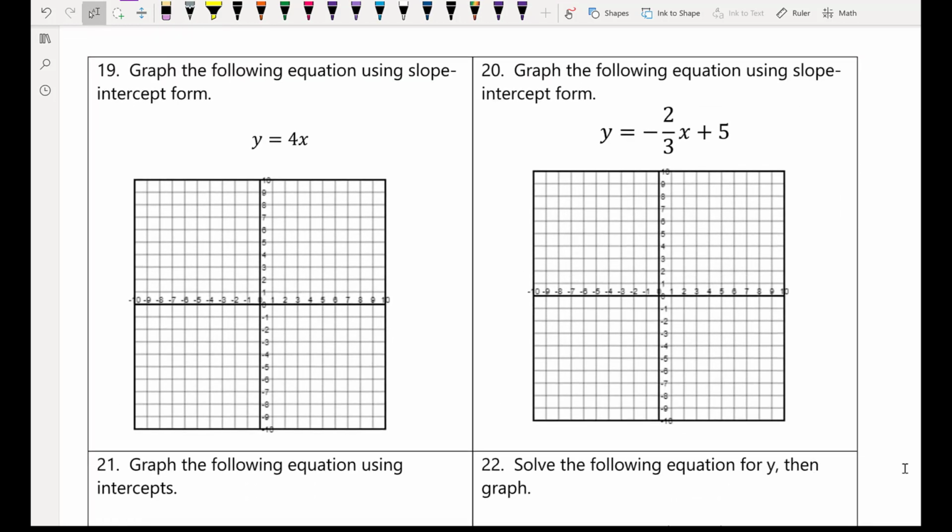Let's see. Graph using slope-intercept form. This is y equals 4x. There is no intercept here. That means that we would have an intercept of 0, and our slope, which is not a fraction, we turn into a fraction by putting it over 1. So we rise 4 and run 1.